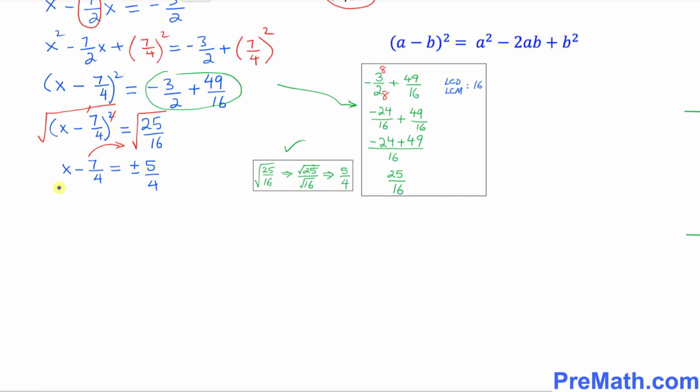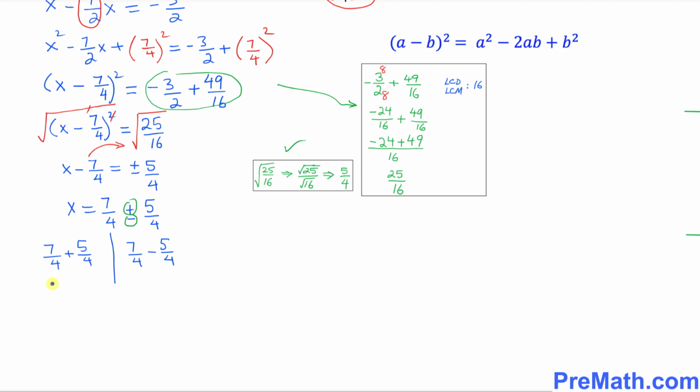Now in the next step, we are going to move this negative 7 over 4 to the other side. So we will end up with x equals, when you move this negative 7 over 4 to the other side, it becomes positive 7 over 4 plus or minus 5 over 4. Now we're going to split these two signs, positive and negative. So that is going to give us 7 over 4 plus 5 over 4, and the other is going to be 7 over 4 minus 5 over 4.